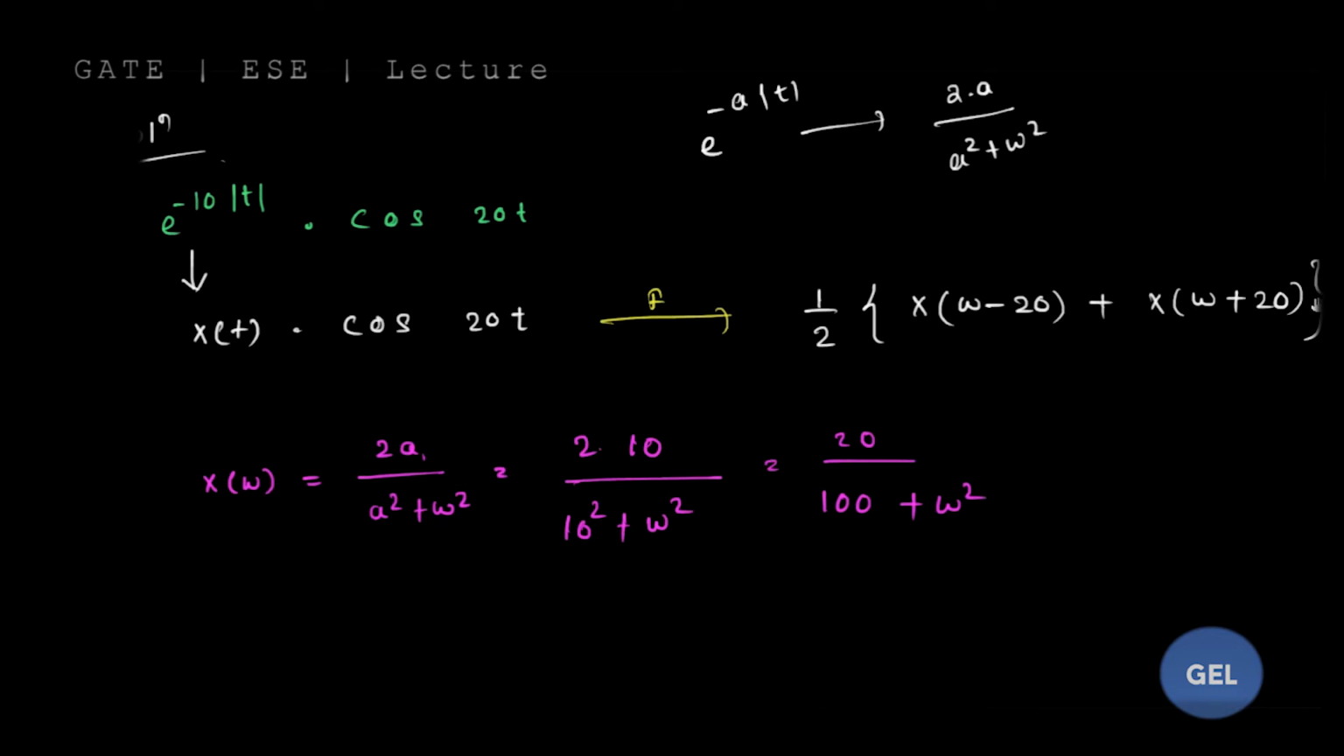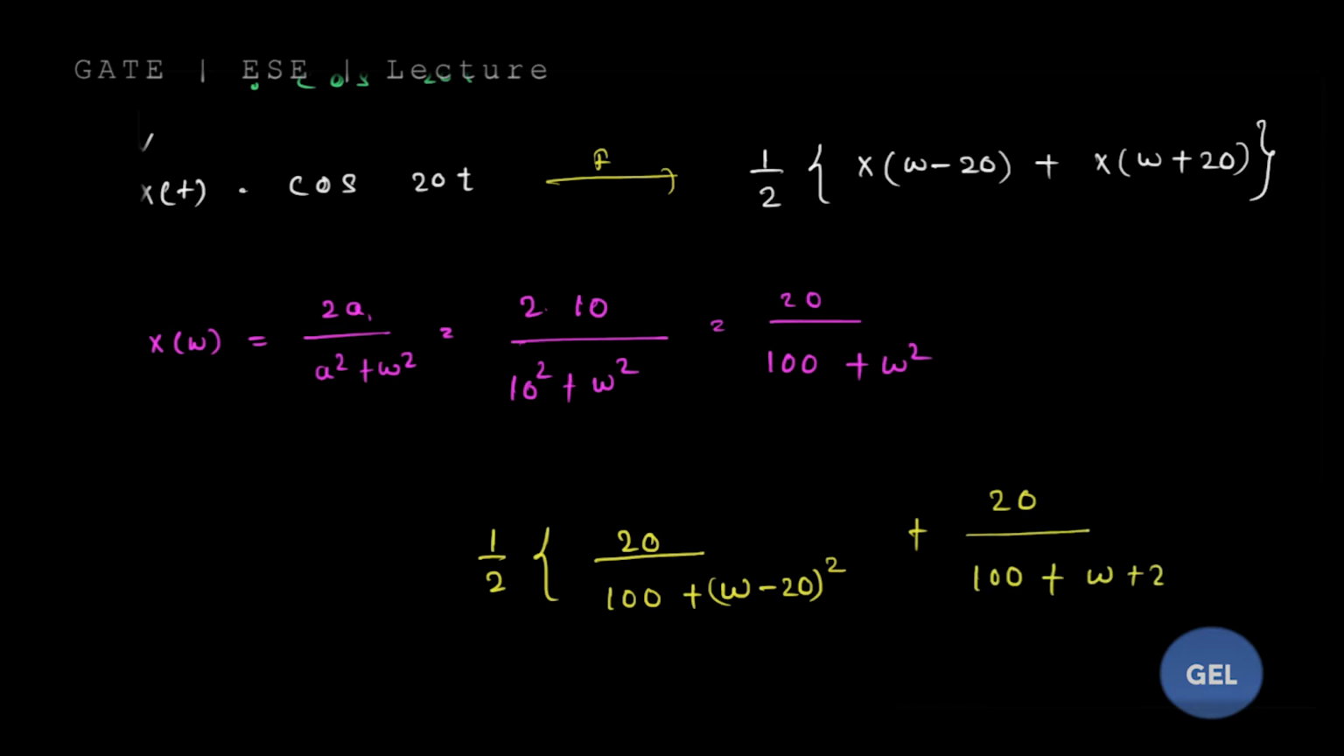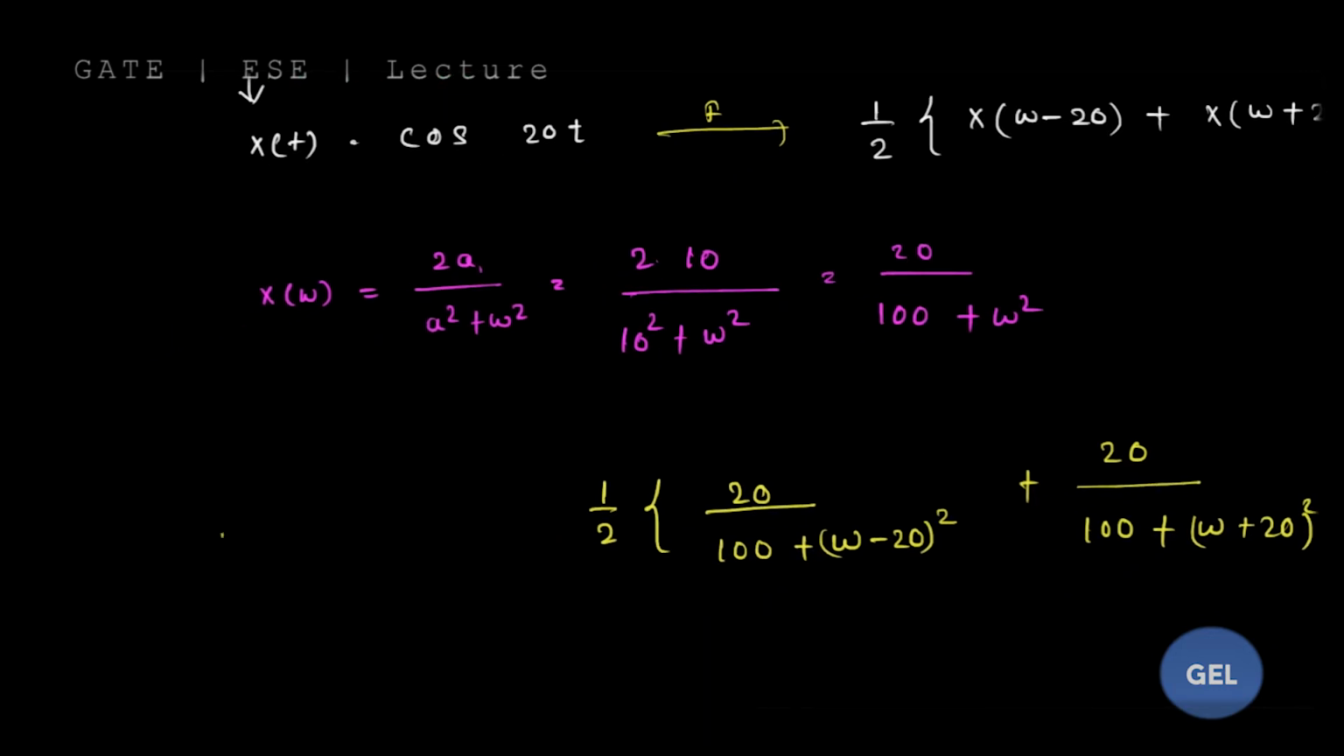Now you need to write it down in this format. So that means our answer will be 1 by 2 times 20 by 100 plus omega minus 20 whole square, plus 20 by 100 plus omega plus 20 whole square. Clear with this concept? This is nothing but your g of omega.